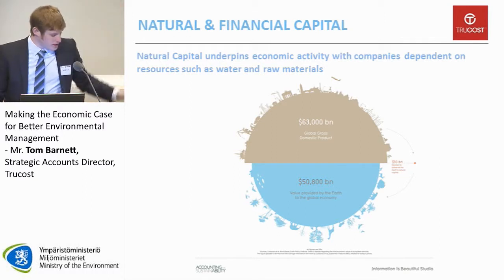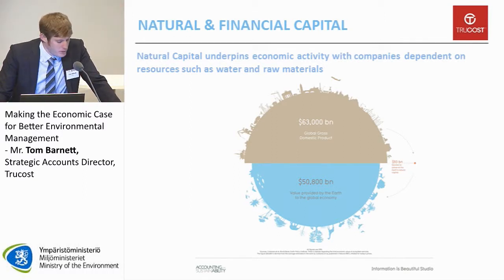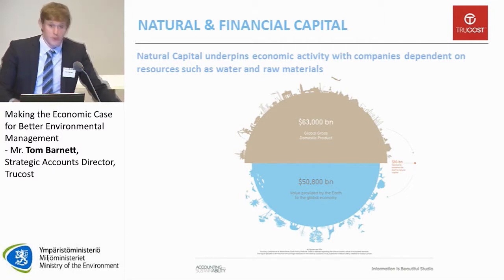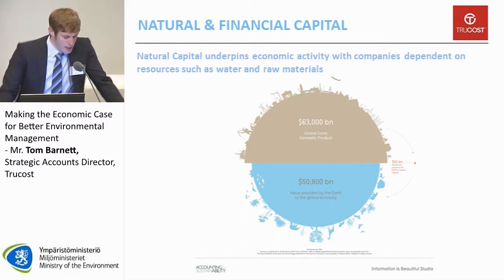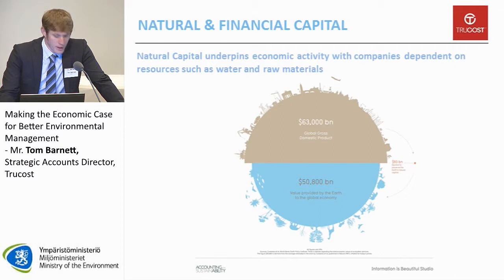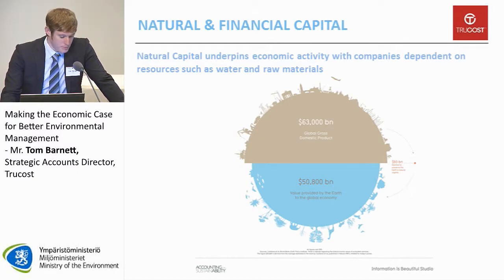So this Costing the Earth figure from Accounting for Sustainability shows the criticality of the environment to the global economy. The northern hemisphere, if you like, is total global GDP, which is around $60 trillion. And the southern hemisphere represents the value provided by the earth to the global economy, which is about $50 trillion. Interestingly, the red dot at the side, which is relative in size, shows the investment needed roughly to preserve the Earth's natural capital, and that's only around $90 billion.